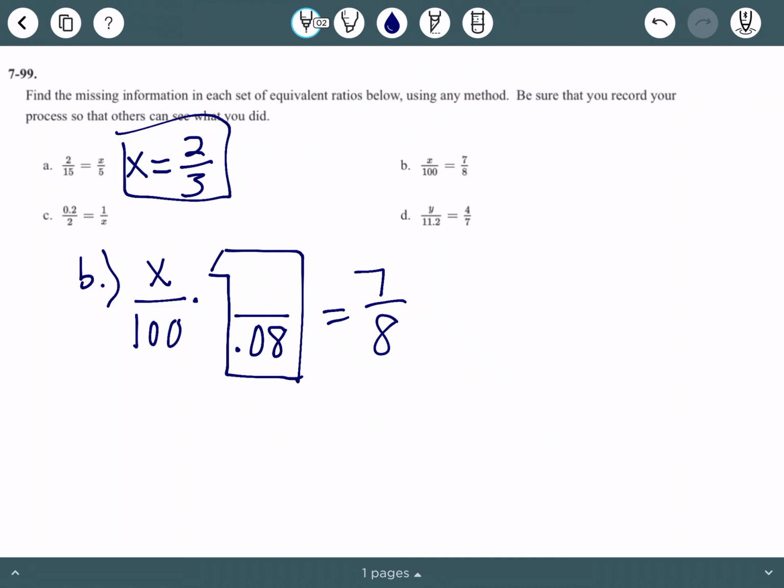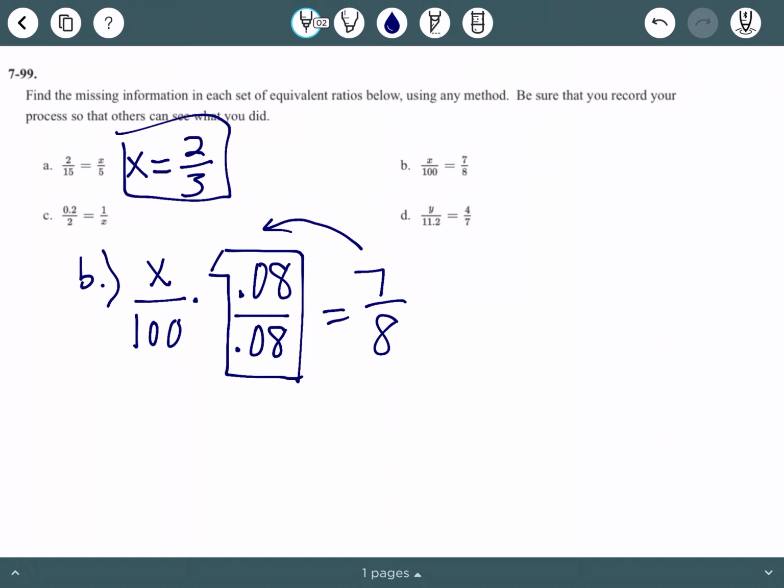Now, in order to have a giant 1, we need to have the same number on top and on bottom. So I'm going to go ahead and write in that 8/100 on the top of my 1. Now, this is where things can get a little bit tricky with this problem. So I have x times 8 gives me 7. So we don't want to do 7 times 8/100 to get x. We need to work backwards.